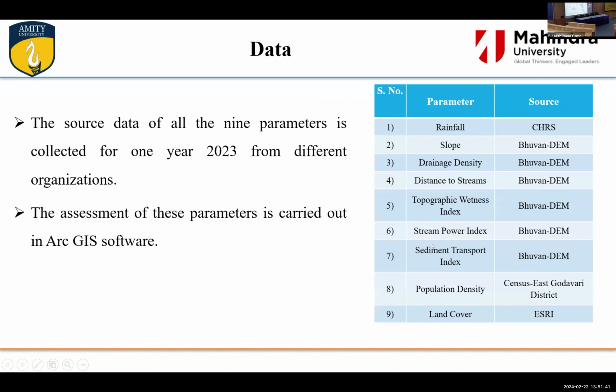Coming to the data, 9 parameters are considered, where 7 are for flood hazard and 2 are for flood vulnerability. Except rainfall, everything is taken from the Government of India website, Bhuvan. The spatial data has been further analyzed and the parameters are considered. Rainfall data is taken from the CHRS data and land cover is evaluated by ESRI. The software used here is ArcGIS.